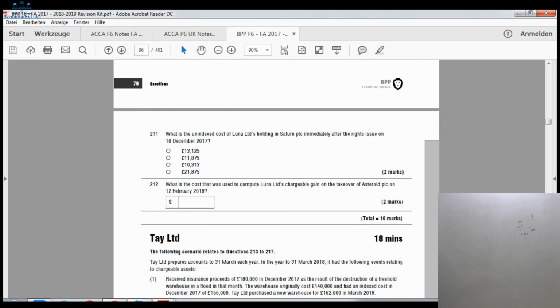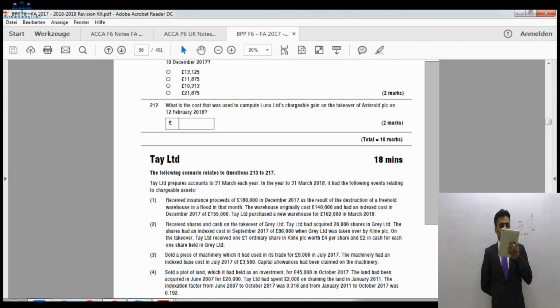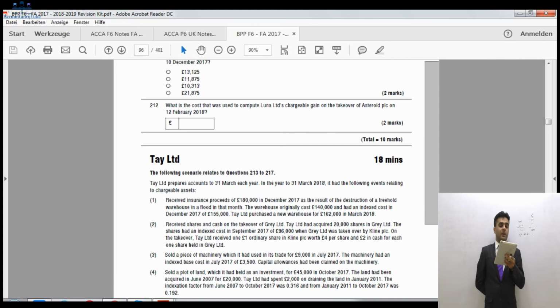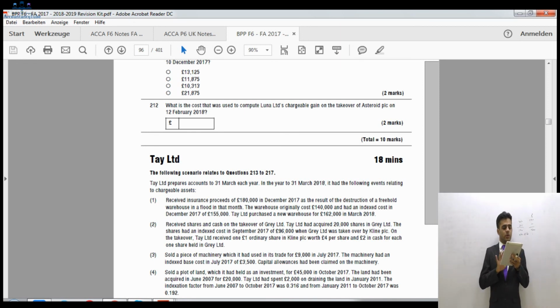Now if you come to the scenario, note number 4 please. Note number 4 says that on 12th of February 2018, Luna's shareholding in Astral PLC was taken over by CPLC. Luna Limited had originally purchased 10,000 shares in APLC and their indexed cost was £33,000. So that is basically cost. And the question is asking us to calculate the cost for the new shares.